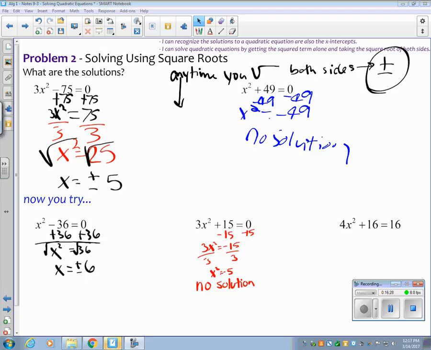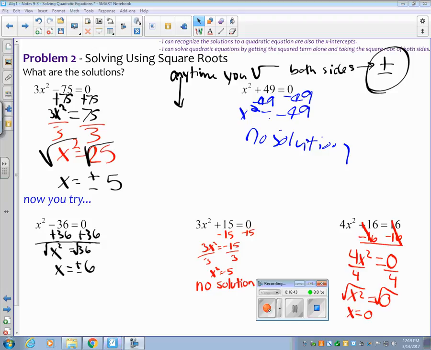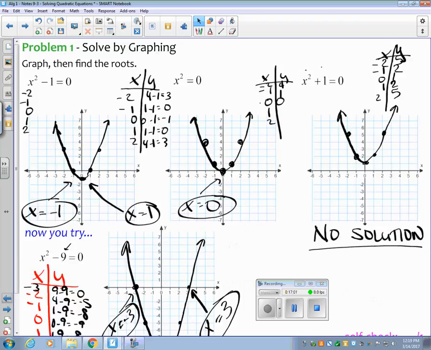All right, when you subtract 15 and divide by 3, you get x squared equals negative 5. Since there's no numbers you can square to give you a negative number, in this case there is no solution. Okay, so when we subtract 16 and divide by 4, we get x squared equals 0. And because the 0 is neither positive or negative, it's just x equals 0. And that's like our situation here, where it just touches at 0.